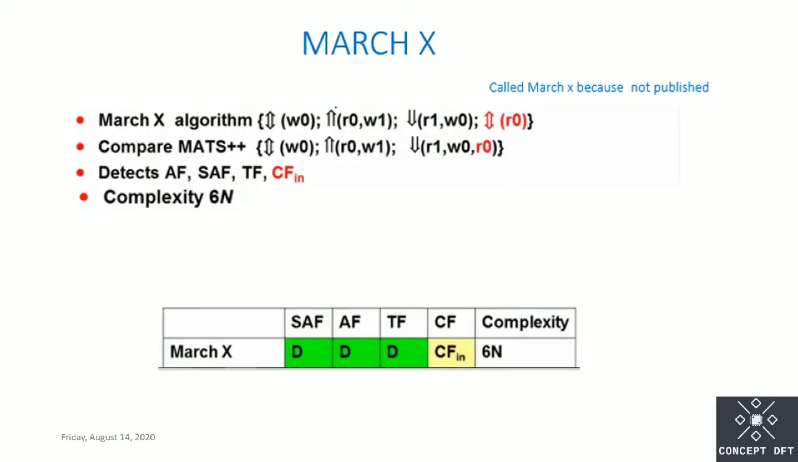March X algorithm. March X algorithm is similar to MATS plus plus, where you can see in MATS plus plus the last stage is read 0 in descending order. In March X, we are modifying this stage to read 0 in any direction. March X algorithm detects address decoder fault, stuck-at fault, transition fault, and inversion coupling fault. The complexity of March X is 6n.